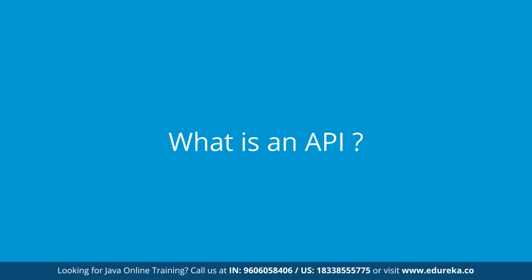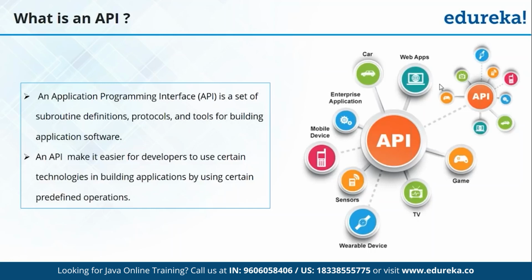So let's move forward and discuss the first topic, that is, what is an API. Now, an application program interface, or an API as it's better known, is basically a set of different subroutines, different protocols, as well as tools which will help you build application software. The reason the API is quite popular is because using an API, it becomes very easy for a programmer to build an application as well as use different technologies without actually needing to know how their internal implementation works.